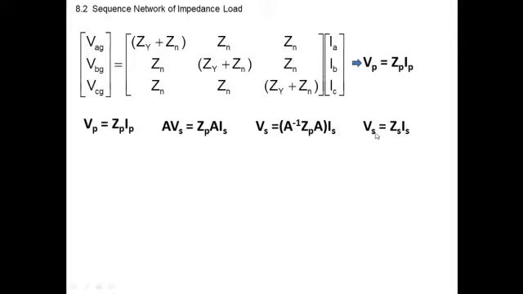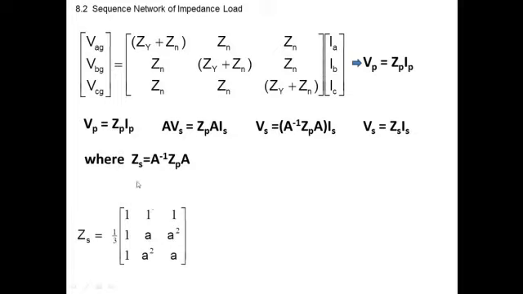Or we can simply write that VS is equal to ZS into IS, where ZS is the sequence impedance. Like in our last lecture, we discussed the sequence voltages and the sequence current. So here we have the sequence impedance. The relation for the sequence impedance is the multiplication of the A inverse, the impedance, and the A matrix.